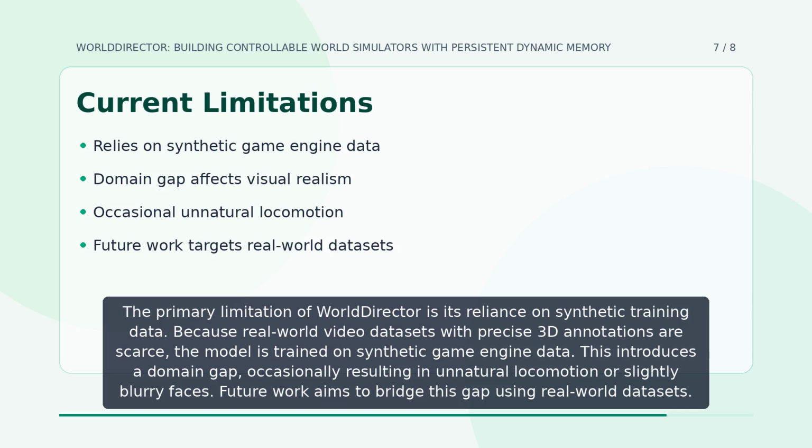The primary limitation of WorldDirector is its reliance on synthetic training data. Because real-world video datasets with precise 3D annotations are scarce, the model is trained on synthetic game engine data. This introduces a domain gap, occasionally resulting in unnatural locomotion or slightly blurry faces. Future work aims to bridge this gap using real-world datasets.